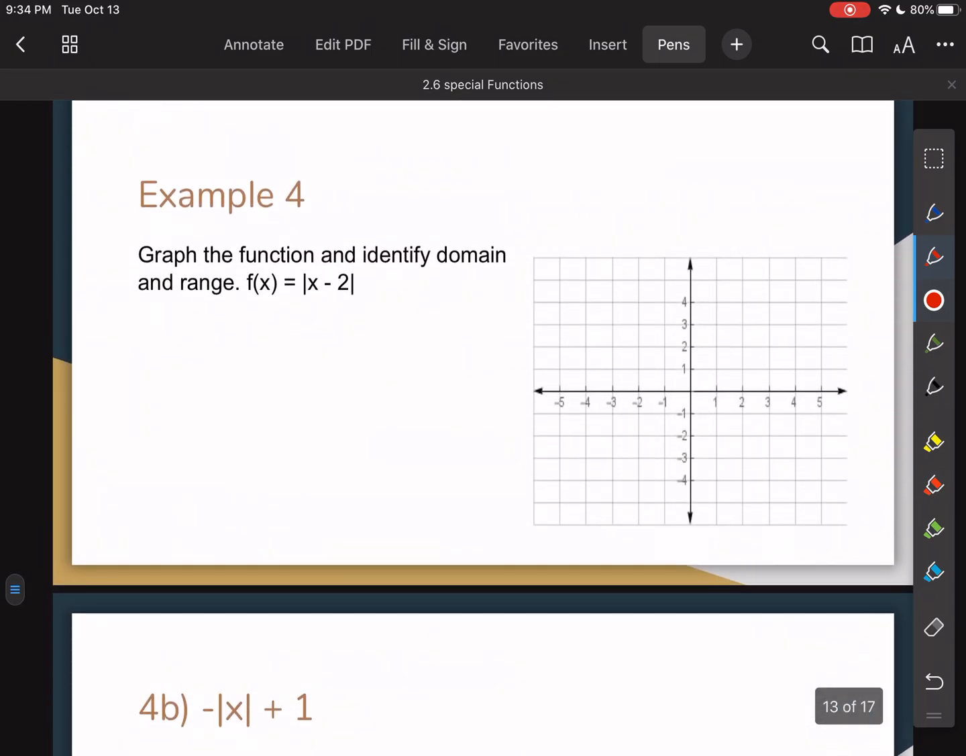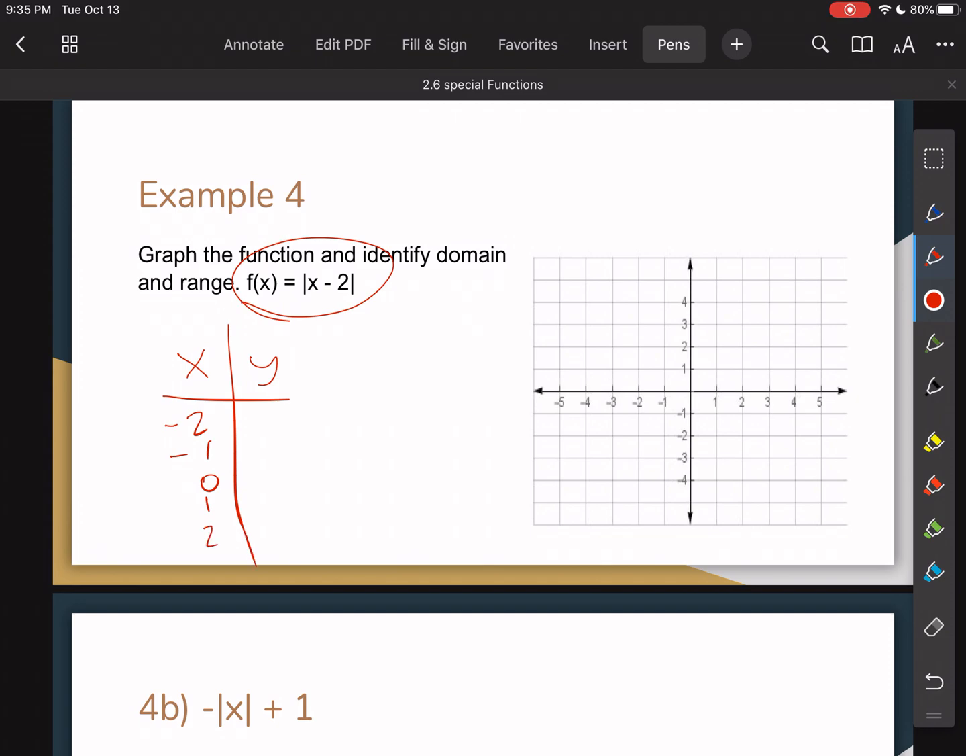So here we go. It says graph this function and identify the domain and range. All right, so let's just do this real quick. We know it's going to be a V shape. If you're not getting a V shape, you're doing something wrong. This is an absolute value function. So let's just go ahead and plug in for anything. If you're graphing something, make a t-chart, right? So I'm going to go ahead and do that. Let's just start at -2 here, and then we'll do -1, 0, 1, 2, and then we might do a few more. But let's take a look.